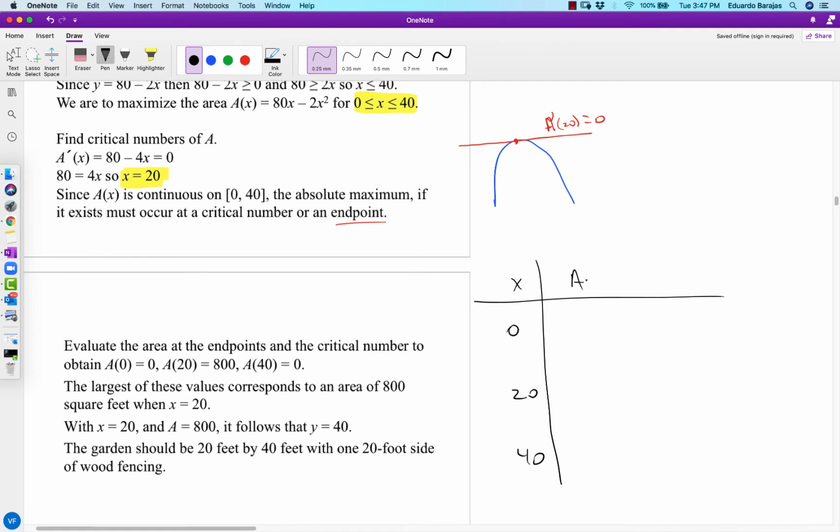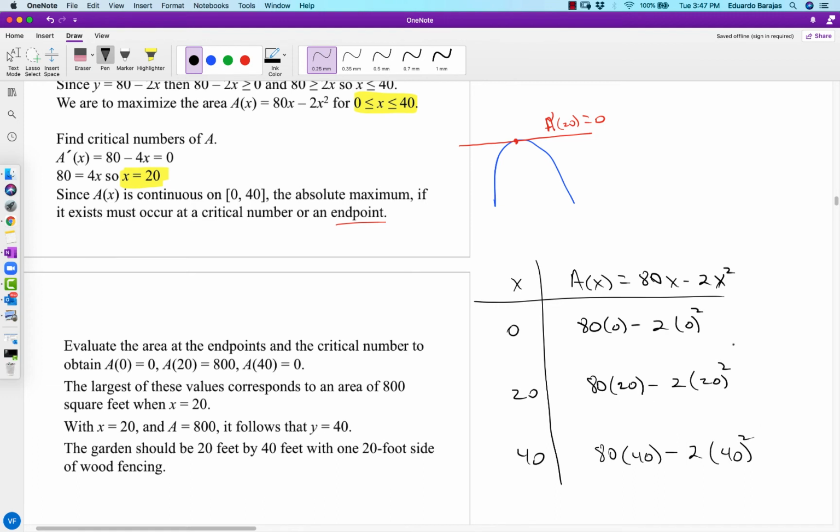Now we evaluate the original function A of x, which is 80x minus 2x squared. So we have 80 times 0 minus 2 times 0 squared, or 80 times 20 minus 2 times 20 squared, or finally, 80 times 40 minus 2 times 40 squared. And that's where these numbers come from. So that one's an easy one. It's 0. We can use our calculator to confirm that this one is going to be equal to 800. And this one is going to be equal to 0 as well.